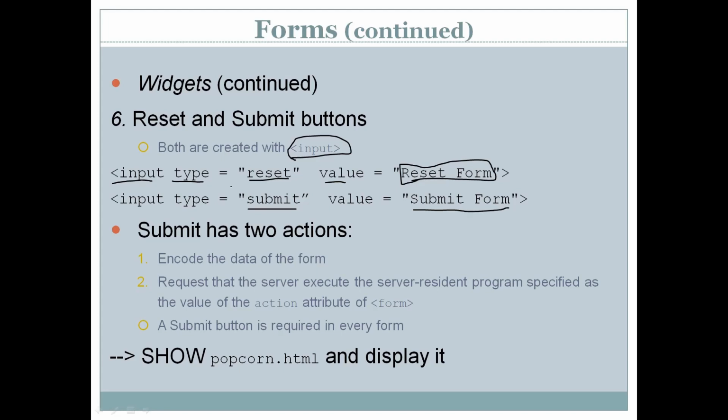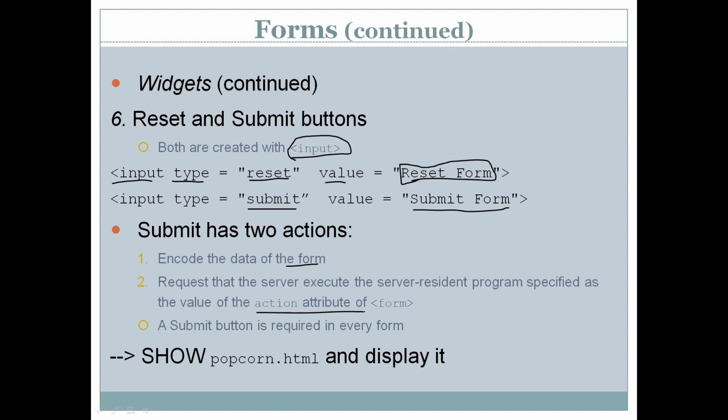Okay. The submit button has two actions. The first one is to encode the data of the form. Whenever you click on the submit button, it encodes the data in the form. As we know, a form includes many widgets and these widgets are used to enter data. Suppose the user enters data, all this data is encoded whenever you click the submit button. So that is the first thing. Second, it requests the server to execute the server resident program specified as the value of the action attribute of the form.